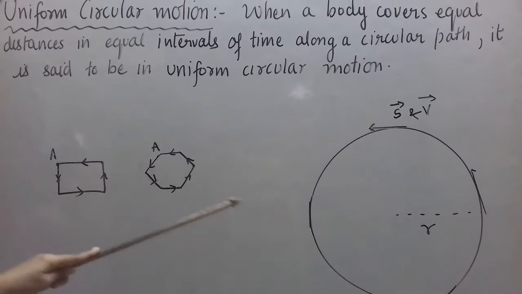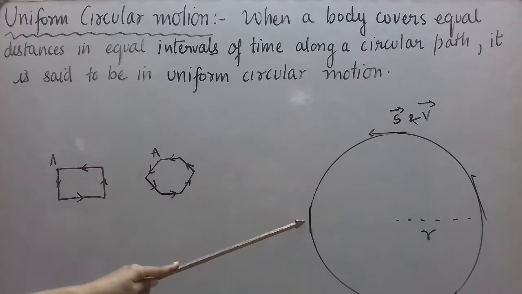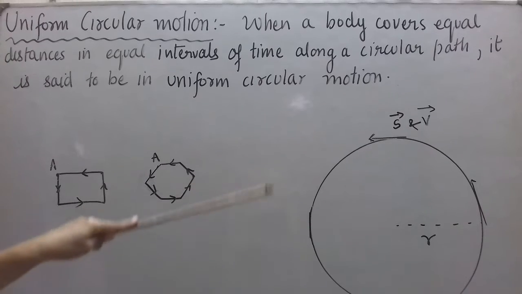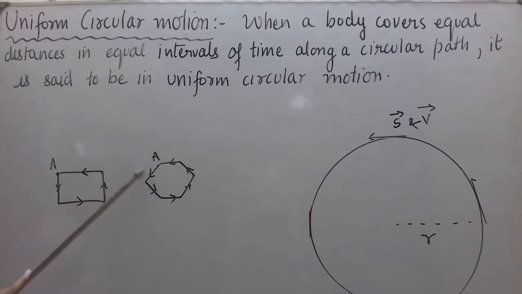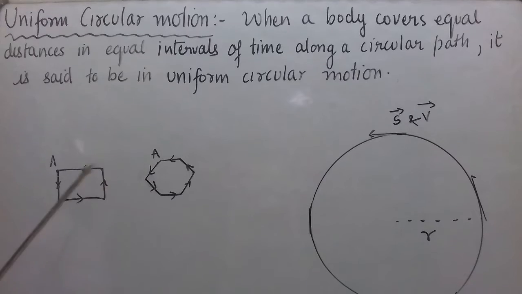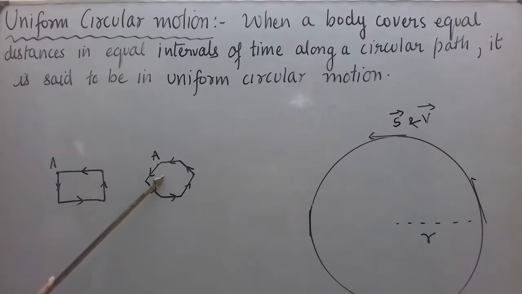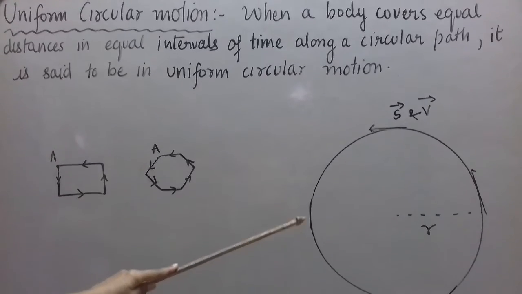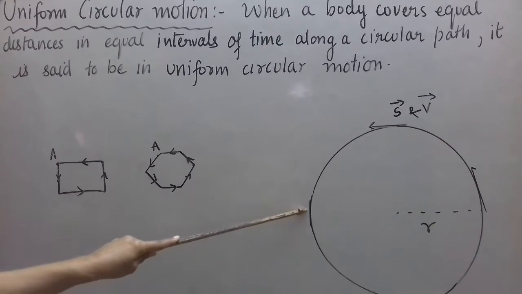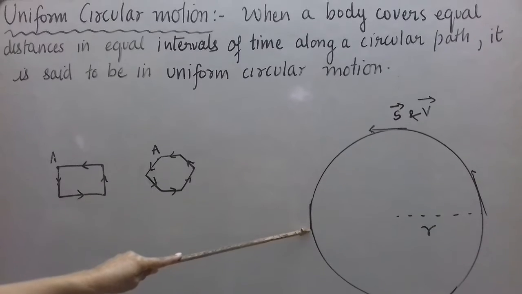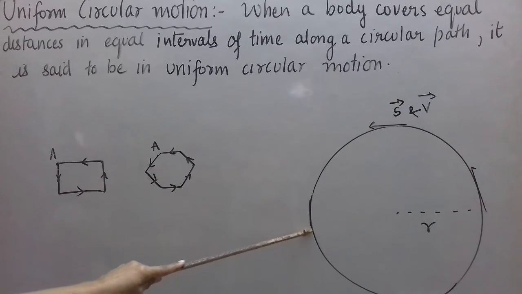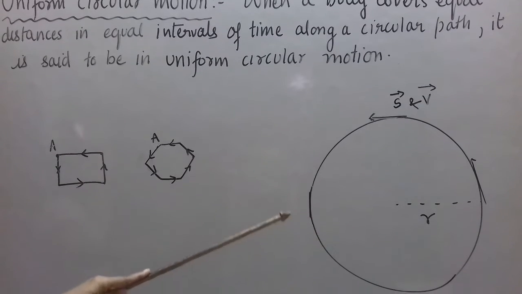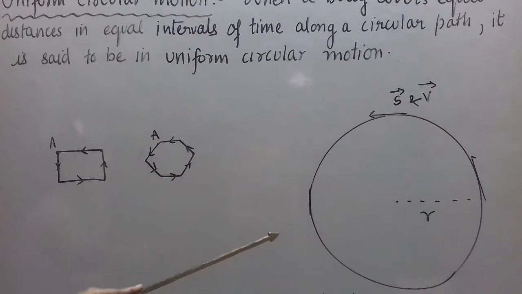Finally, what do you get? You get a circular path. It means we can say that when a body moves along a circular path, it changes direction. Here it was changing its direction 4 times. Here it is changing its direction 6 times. And here it will change its direction infinite times. It means every next step the direction of motion will be changed. And what is direction of motion? That is the direction of displacement.